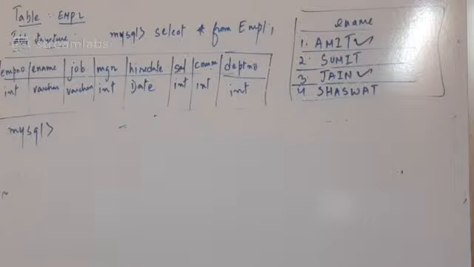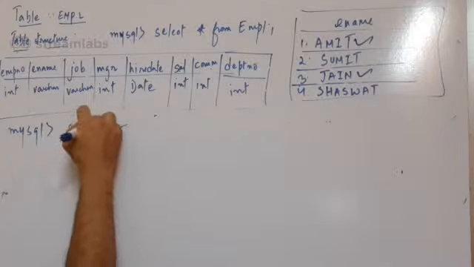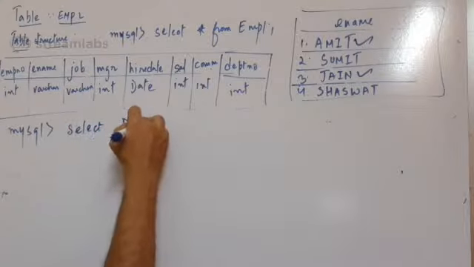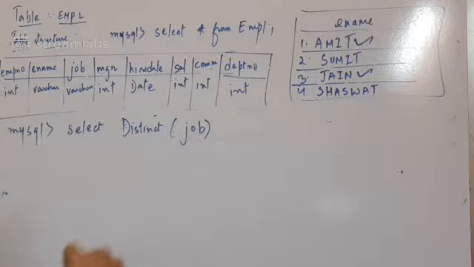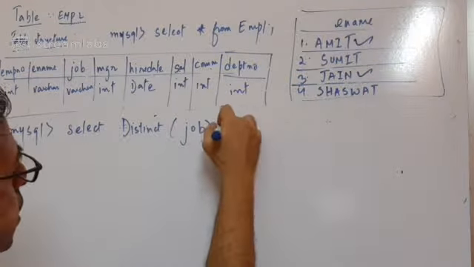In a similar way you will find that there could be multiple instances in this job column also, like clerk could be repeating 2 times or 4 times, but you want the exact number of jobs occurring, reducing the duplicate values. So here it will be simple: select distinct, and job will be under this parenthesis, from your table name, which is your EMPL.